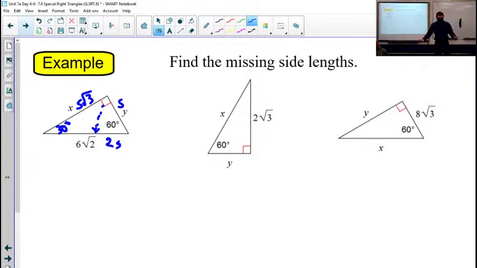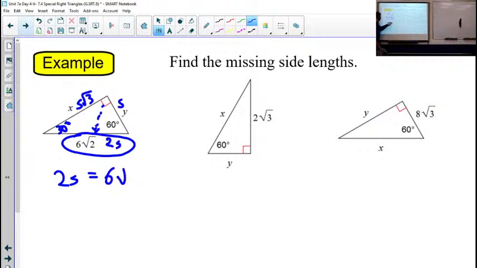So we're going to follow the same steps that we were just doing, but with a new pattern. So what am I given? I'm given this. So there's my equation. I'm going to take what the pattern says there, 2s, and set it equal to what I'm given, which is 6 root 2.